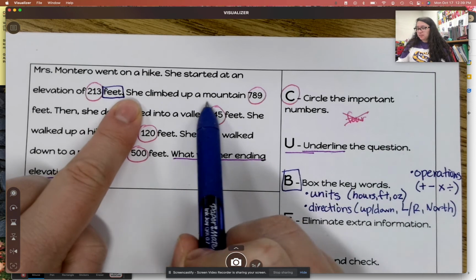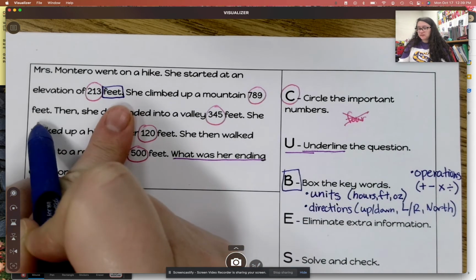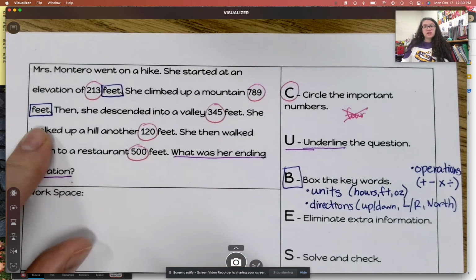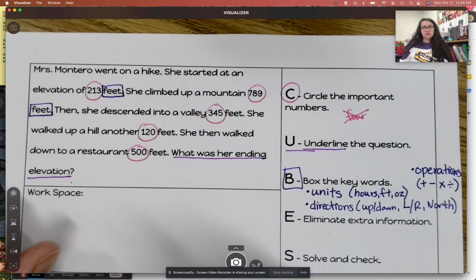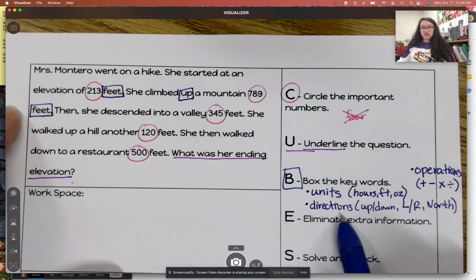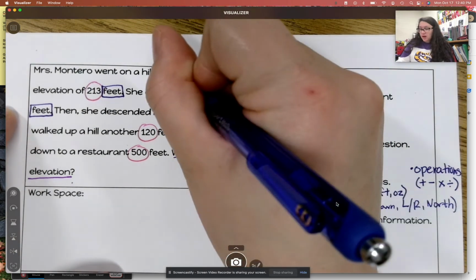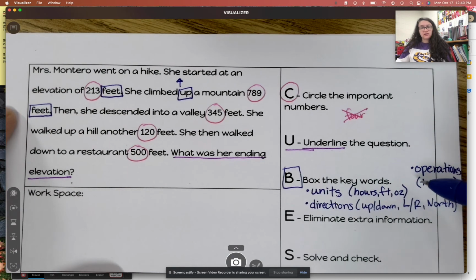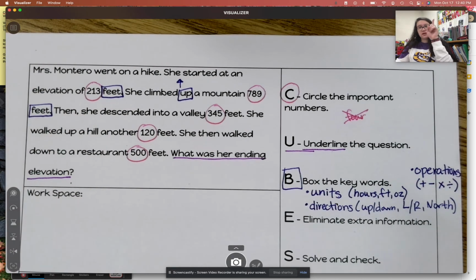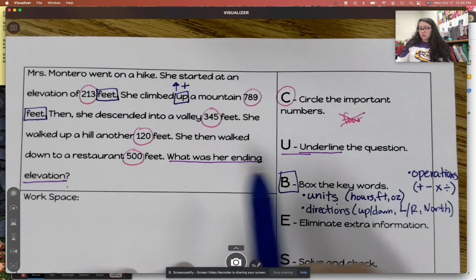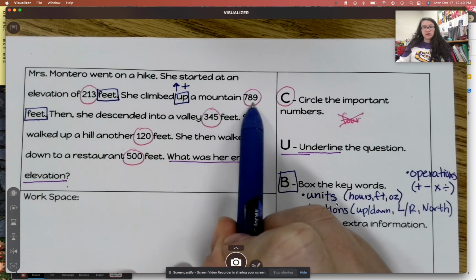She climbed up a mountain 789 feet. There's that unit feet again. There's another important word in that sentence. What is it? Up. Up is a direction. Up tells us to do the operation of what, do you think? If we're going up, it's getting bigger. So up means that we need to add. We're going to have to add this 789 number.